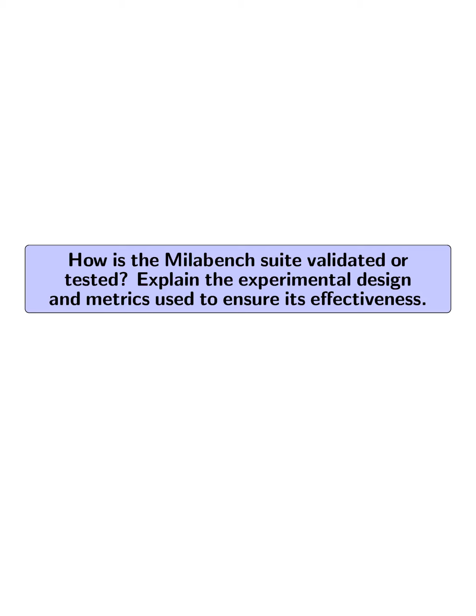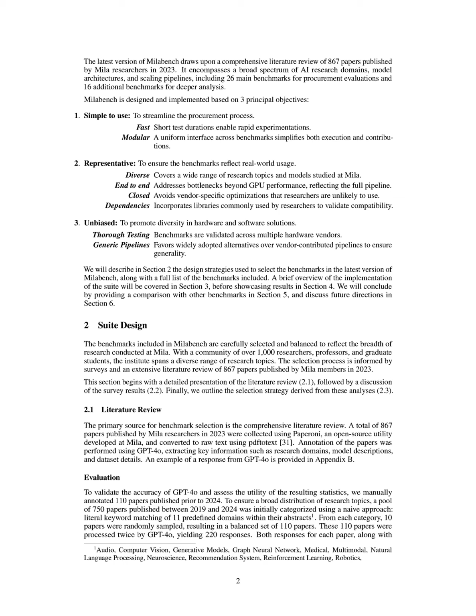How is the Milabench suite validated or tested? Explain the experimental design and metrics used to ensure its effectiveness. The Milabench suite is validated through a comprehensive process that includes a literature review and manual annotation of research papers. Specifically, 867 papers published by Mila researchers in 2023 were analyzed using the Paperoni utility, and key information was extracted with the help of GPT-4o.